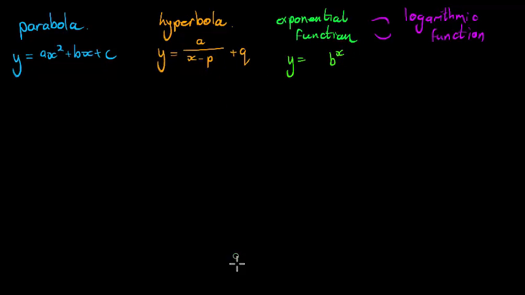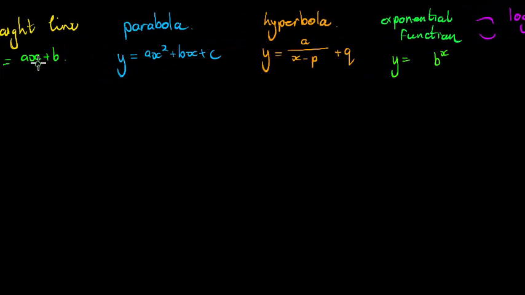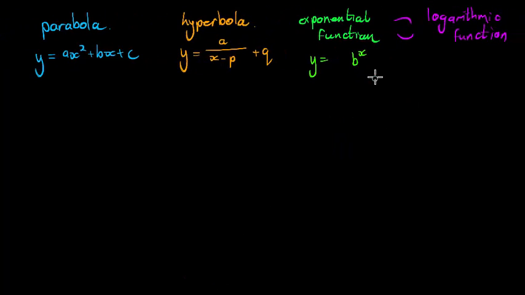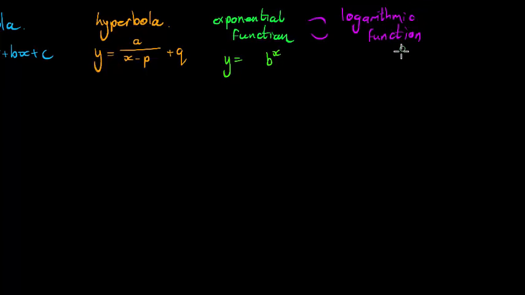So notice here, what makes something linear is that the x's highest exponent is a 1. What makes something a parabola is the x's highest exponent is 2. What makes something a hyperbola is that the x's exponent is -1. Okay, he's in the denominator. What makes something an exponential function is x is the exponent. Does that make sense? What makes something a logarithmic function is y is the exponent.